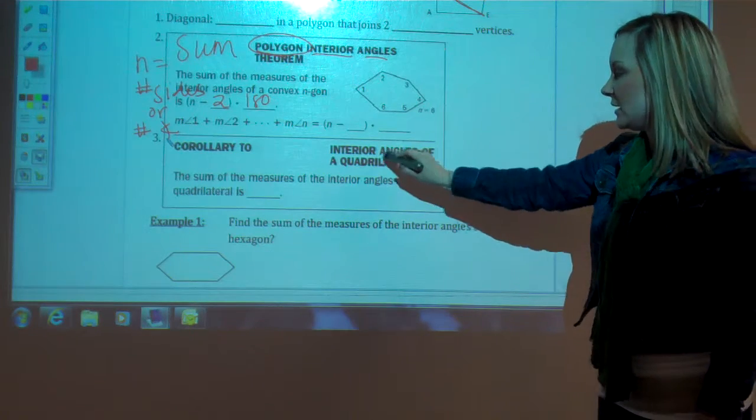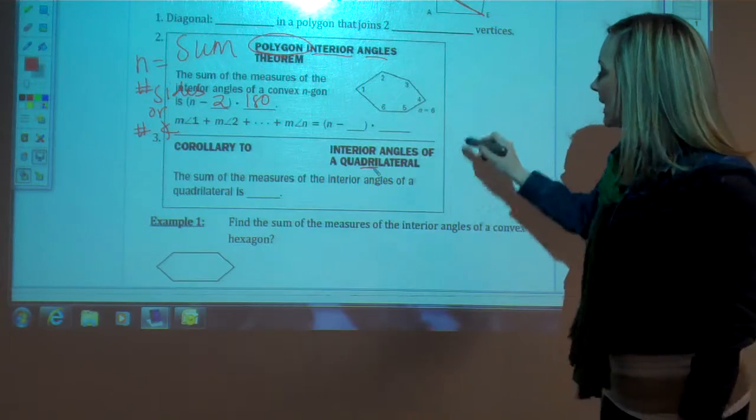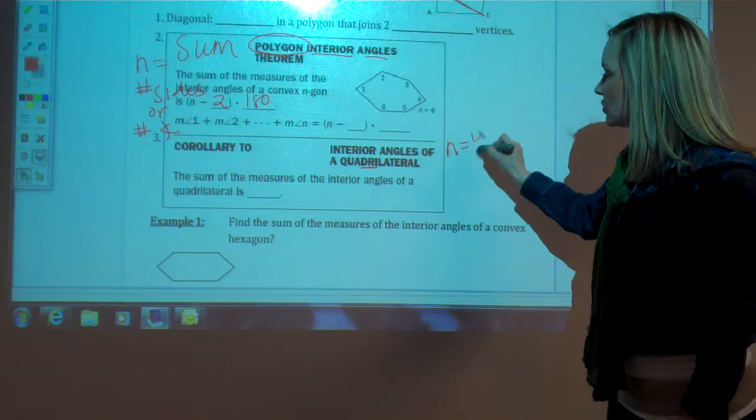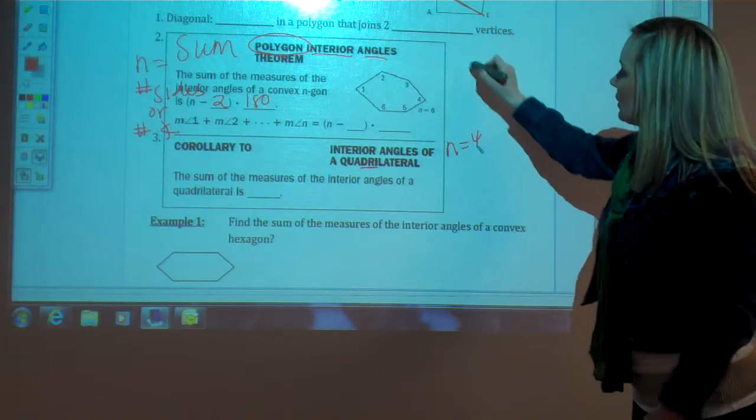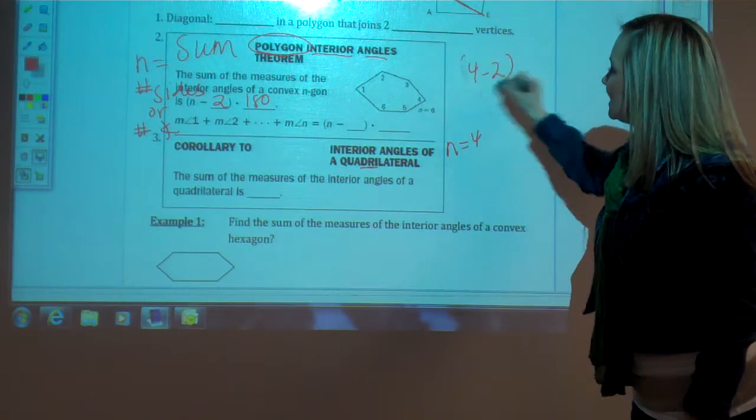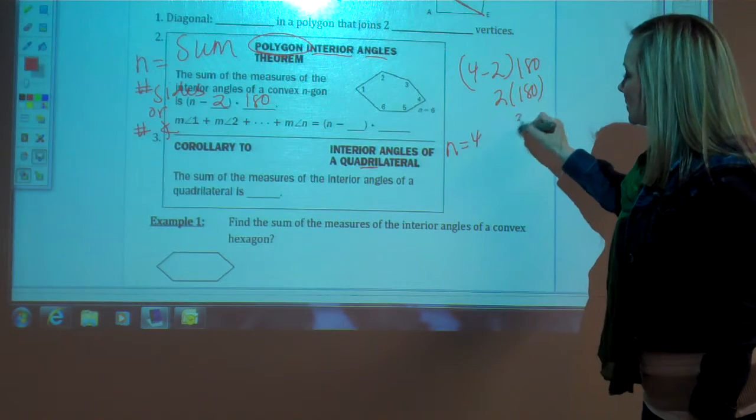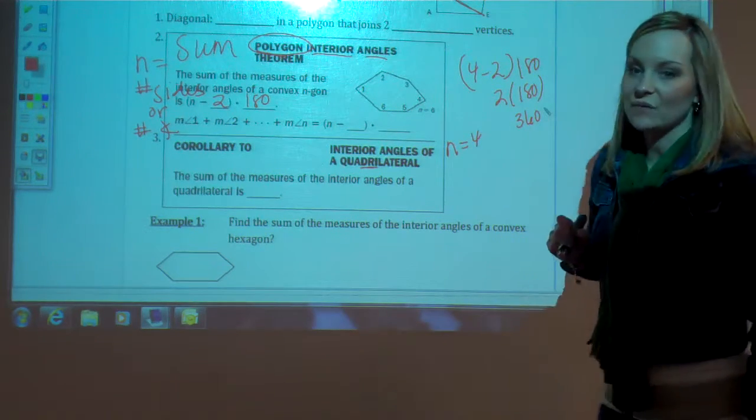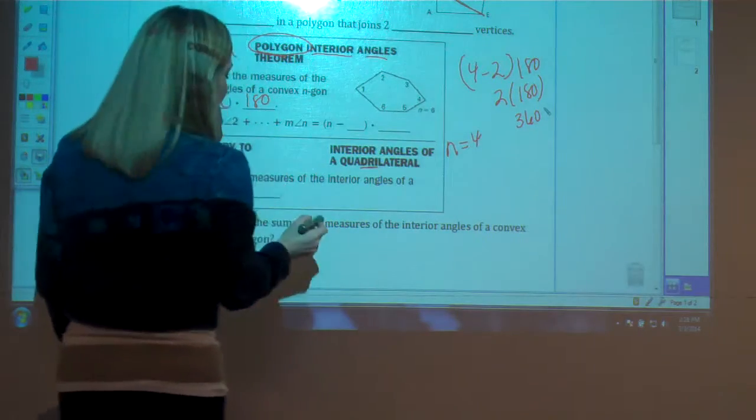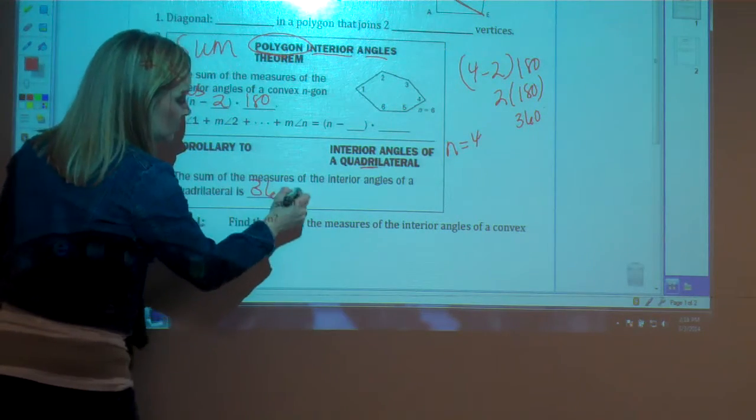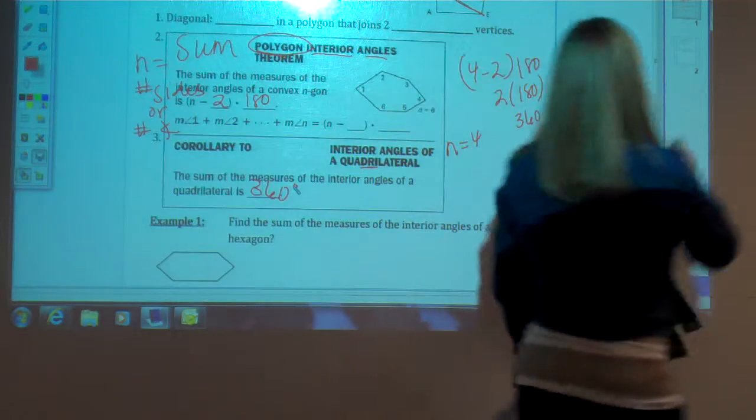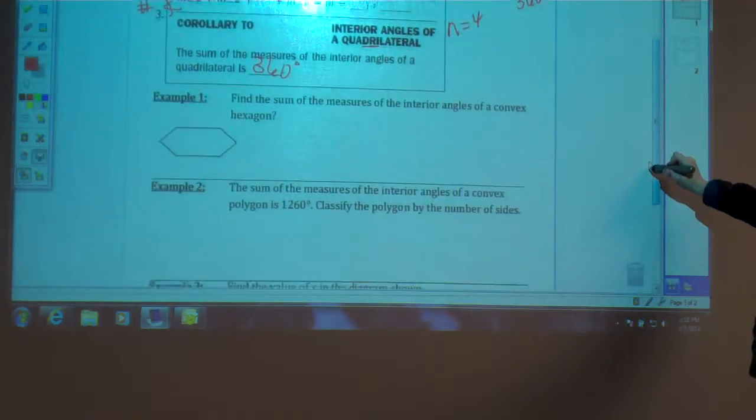Alright? So, example 1, or let's back up. Corollary to the interior angle theorem: if you have a quadrilateral, remember quadrilateral n is equal to 4. So if we plugged it into our formula, 4 minus 2 times 180 is going to give us 2 times 180, which is 360. So any four-sided figure, its sum of the interior angles is 360 degrees. Alright? Let's go ahead and do our first problem.